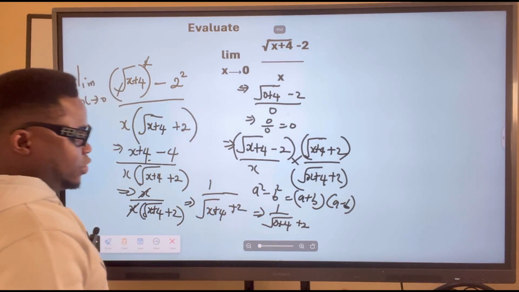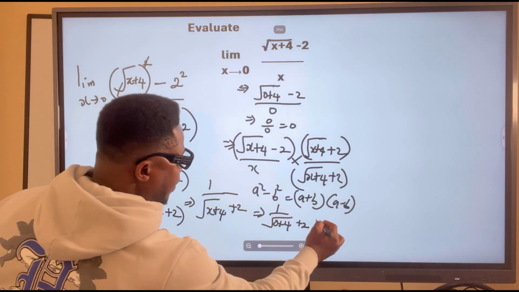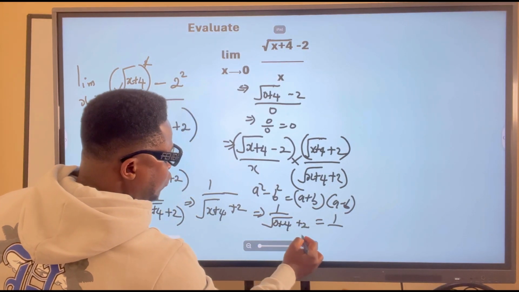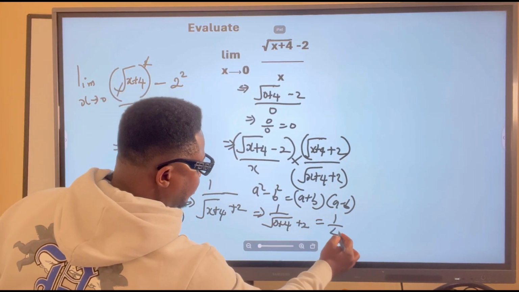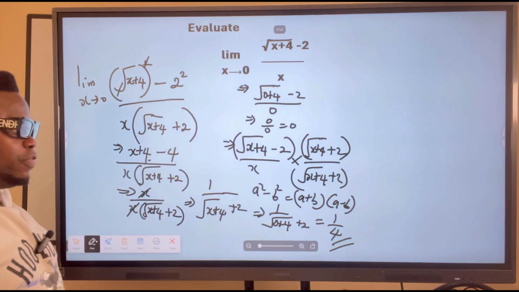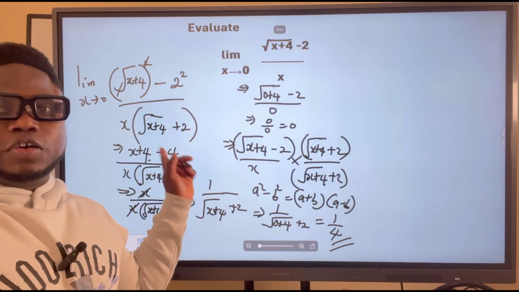So going further, square root of 0 plus 4 is actually square root of 4, which is 2. So the answer is 1 divided by, 2 plus 2 is going to be 4. So the answer is 1 over 4. This is the first method.